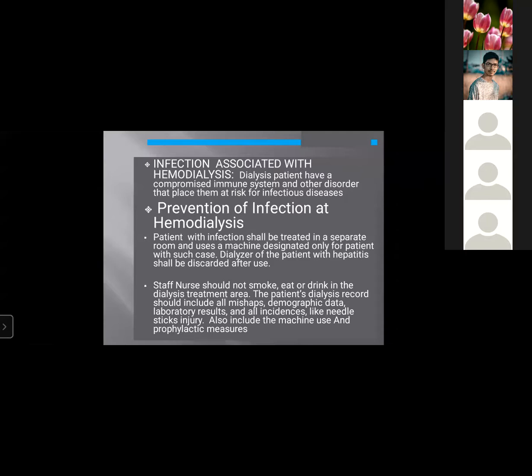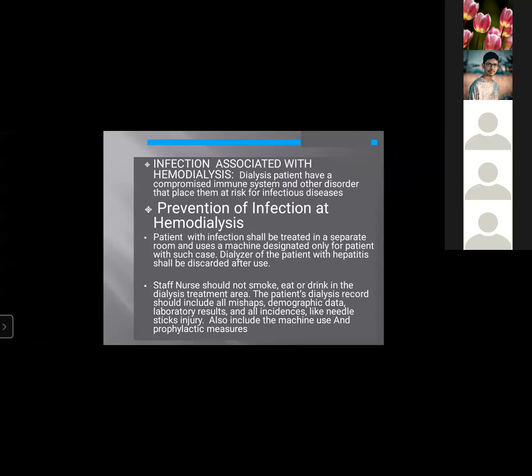Next is prevention of infection in hemodialysis. Patients with infection shall be treated in a separate room and use a machine designated only for patients with such cases. The dialyzer of a patient with hepatitis shall be discarded after use.